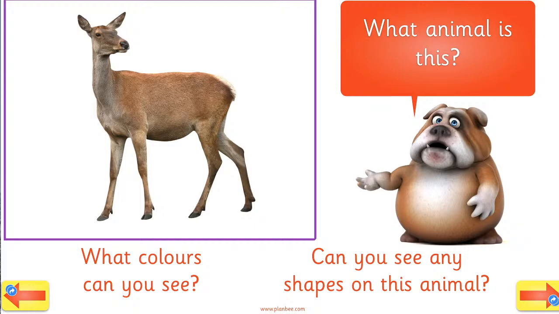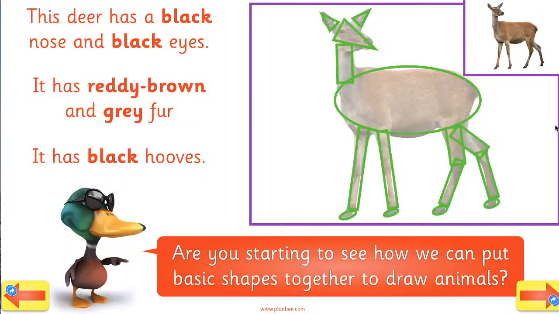Rectangles. Great. Okay, should we have a look at what shapes might be in this animal? So this is a deer. Well done if you guessed that. So this deer has a black nose and black eyes. It has a reddy brown and grey fur, and it has black hooves, which are his feet down at the bottom. So did you see some of those shapes?